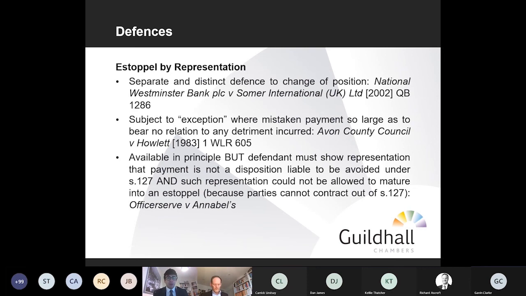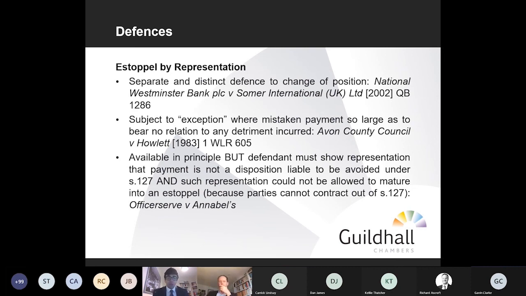receives a payment of monies, they mistakenly believe that they're entitled to them. The person who paid the monies is treated as having represented that the defendant was entitled to the monies, and is then estopped from requiring them to repay it in circumstances where they've acted to their detriment in reliance on that representation. And the significance of the estoppel by representation defence is that, unlike change of position, which only applies to the extent you've changed your position, with estoppel by representation, if you change your position a little bit, then you are potentially able to avoid having to pay the whole lot.